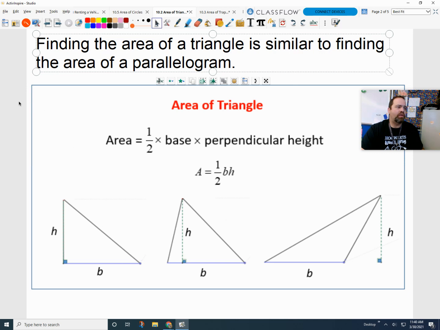For your formula, you're going to take the base of the triangle, the bottom part, times the vertical height. Now, that height may be a side. It may not be a side. It just kind of depends.